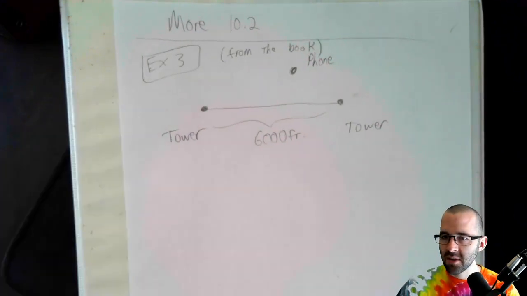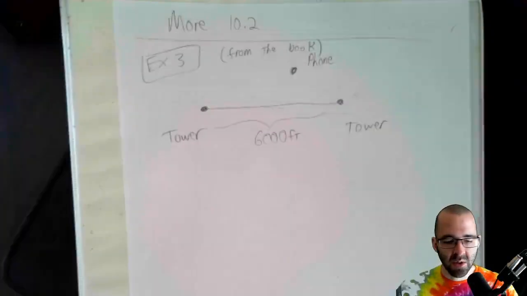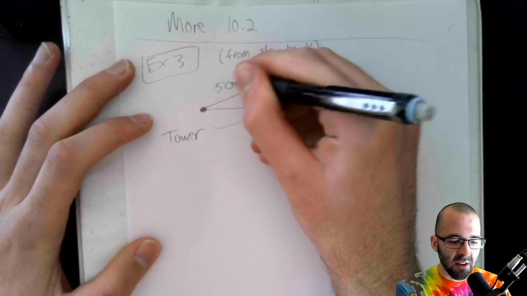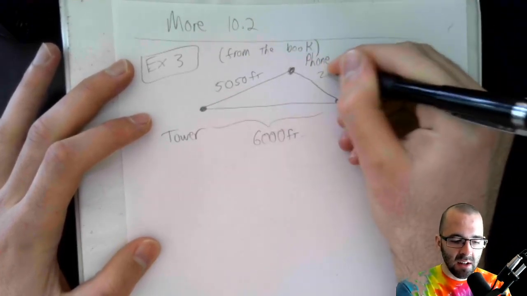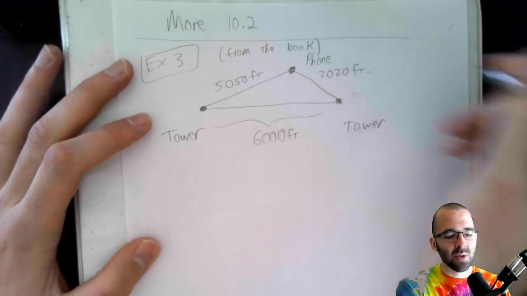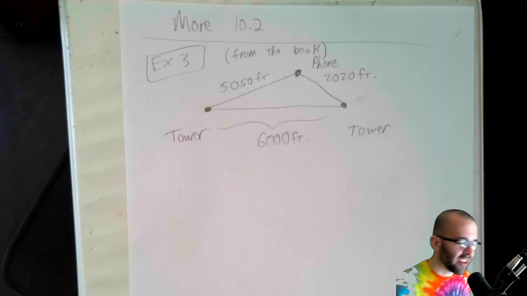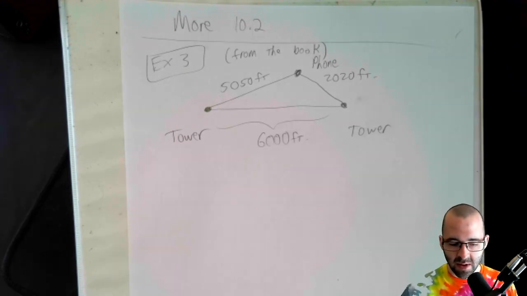Okay, so then we go back to the problem. What else do we know? Based on the signal delay, the signal is 5,050 feet from the first tower and 2,420 feet from the second. So we just add that. This distance right here, 5,050 feet. This distance right here, 2,420 feet. And goodness, what do we got right here? We got a triangle that's not a right triangle. We can use the law of cosines. We can't use the law of sines, remember.